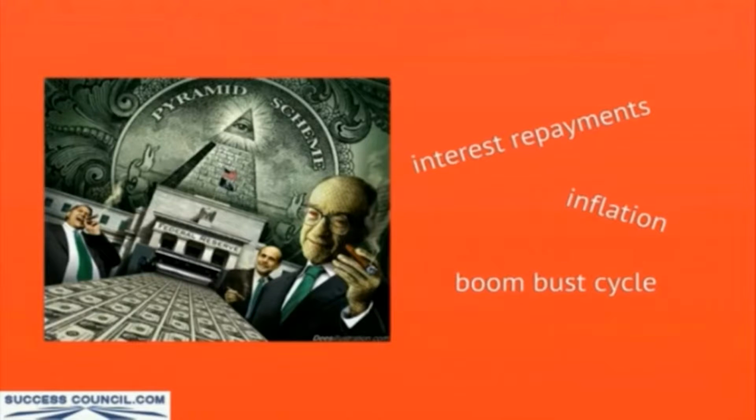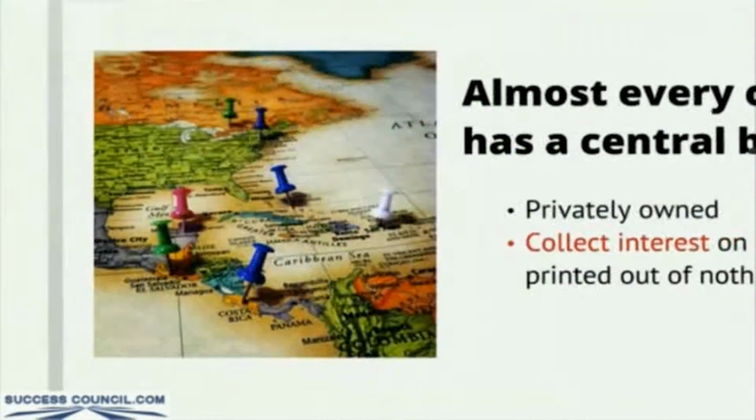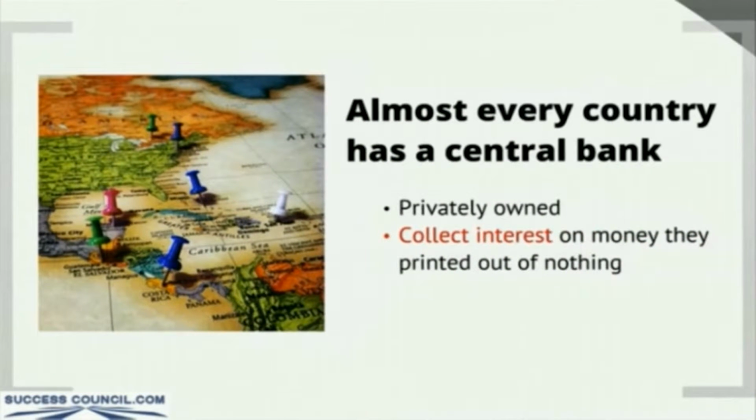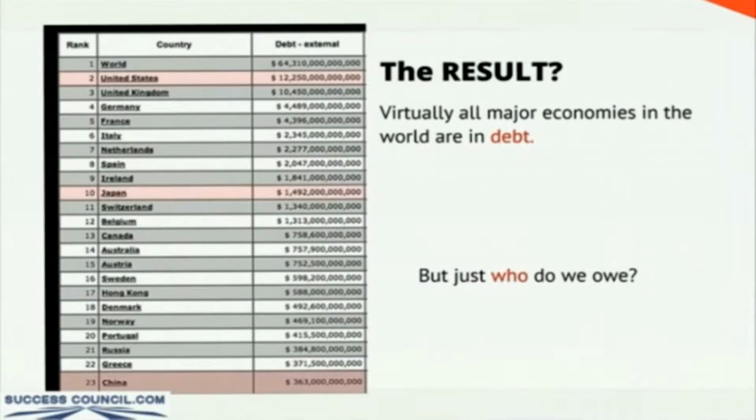Think about it. We find ourselves in a world today where almost every country on the planet has a central bank operating on the principles of it being privately owned and collecting interest on money they printed out of nothing. And the result is this. Virtually all of the major economies around the world are in debt. Just look at this. The U.S., the U.K., Germany, France, Italy, Netherlands, Spain, Ireland, Japan, on and on.